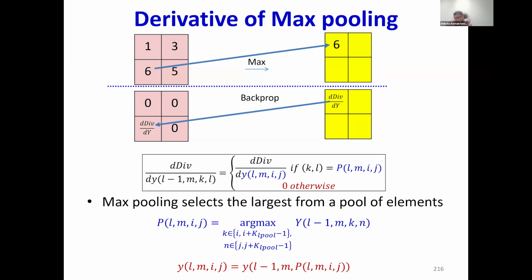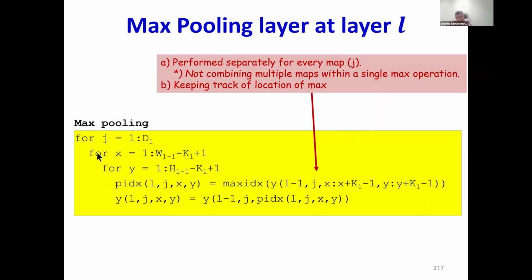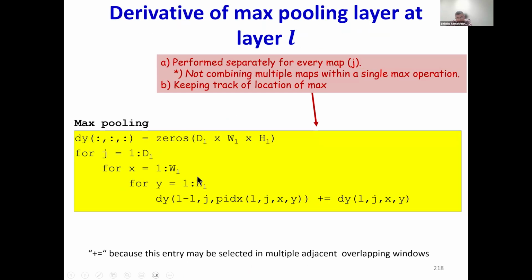Right. And so if I were to look at it in terms of code, here's what this is going to look like. Remember, when you were going forward, you actually stored the index of the maximum location at each position during pooling. So when you're going backwards, all you will do is increment the derivative at that position, the derivative for the upward.